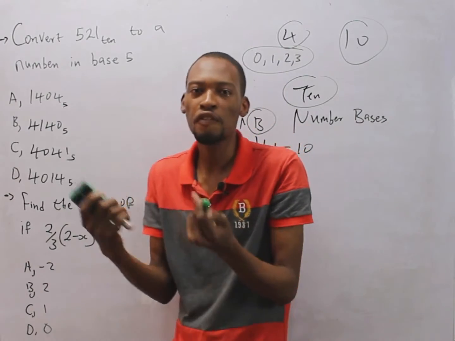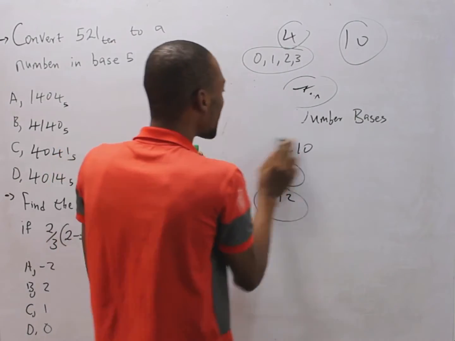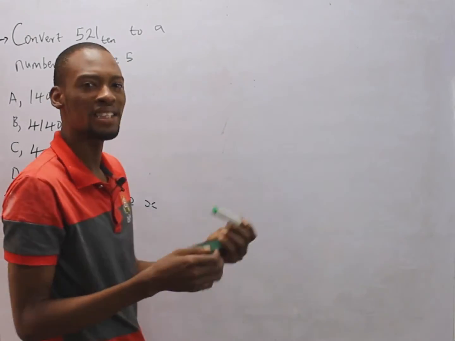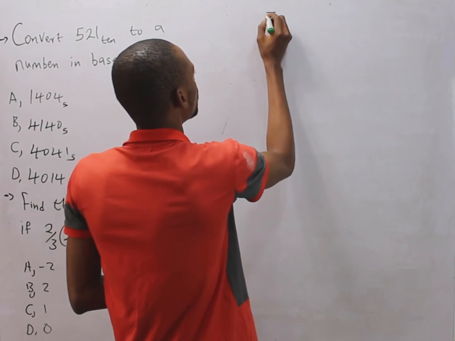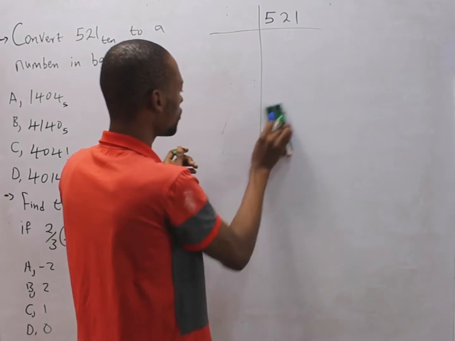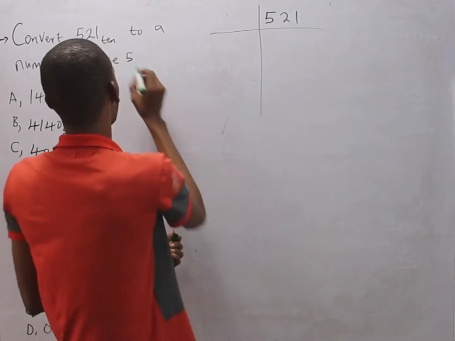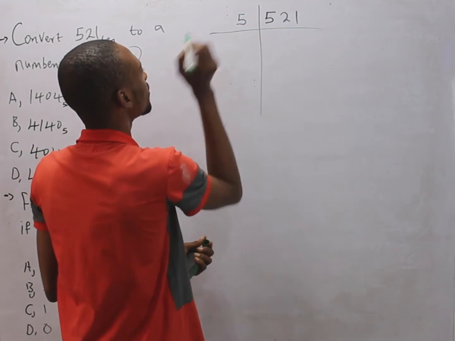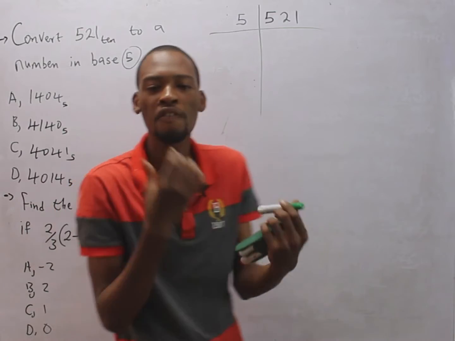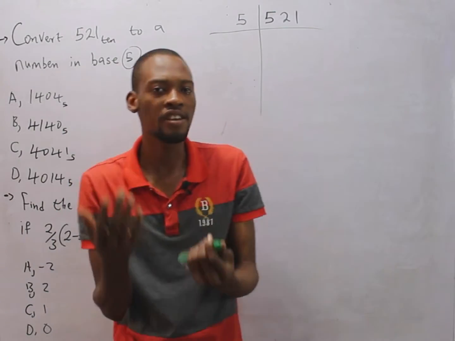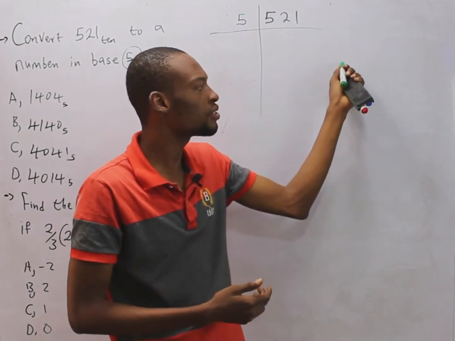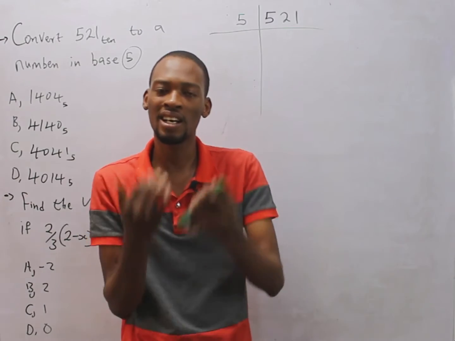We are converting from base 10. How do you convert from base 10? This is what we do: repeated division. 521. Since we are converting to base 5, you simply put 5 here, and this is the number we are converting in base 10. We do a series of repeated division. If there's a remainder, we put it at the end. If there's no remainder, we put 0 at the end. That is remainder 0.